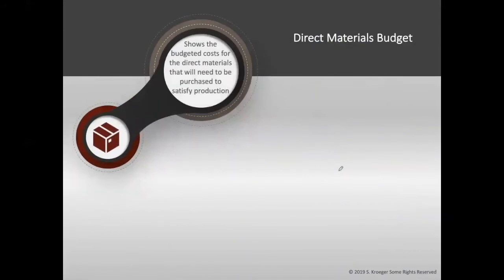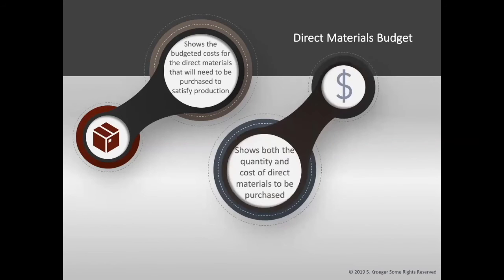The next budget we will discuss is the direct materials budget. The direct materials budget shows the budgeted cost for the direct materials that will need to be purchased to satisfy production. We need to do the production budget first. Once we know how many units we're going to produce for each month, then we can figure out the materials we need to buy for each month or each time period. This budget will show us both the quantity, how many materials to buy, and the cost, how much it will cost us for these materials.